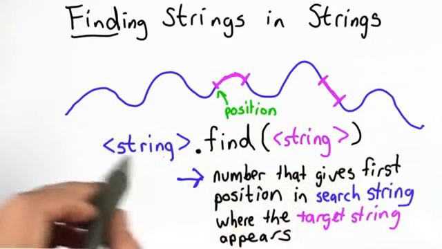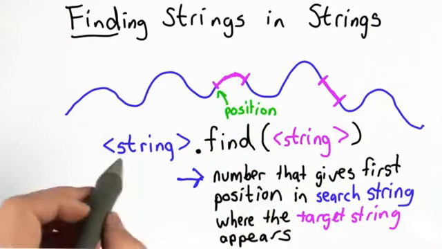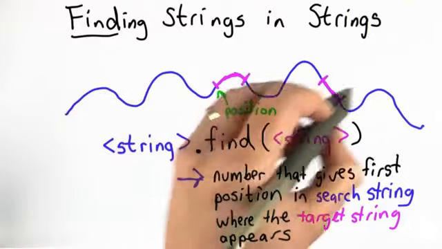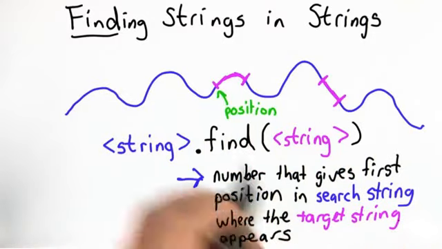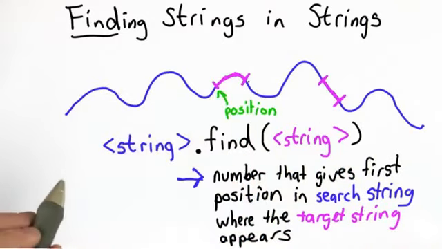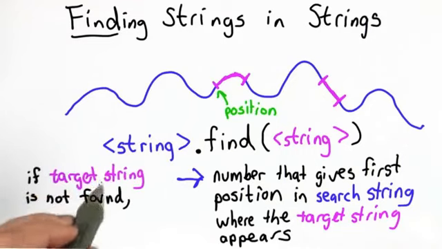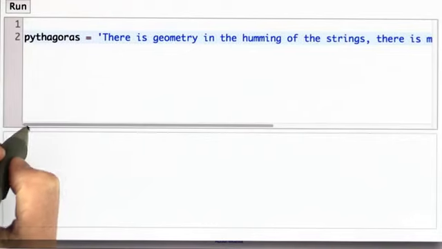So the output of using find will be the first position in the search string, which is this blue string right here, where the target string, which is the purple string, occurs. So that will be a number. If the target string is not found anywhere in the search string, then the output will be -1. So let's try a few examples to understand how that works, and we'll do this in the Python interpreter.